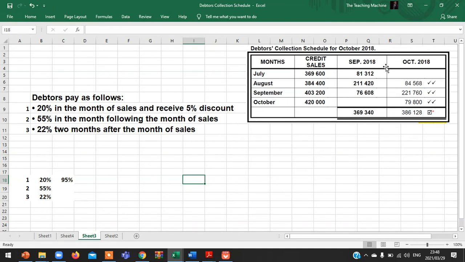Okay. Then from September to October, it's 2 months. Your 2 says 55%. So when you say credit sales multiplied by 55%, it will give you 22,170. What about October?